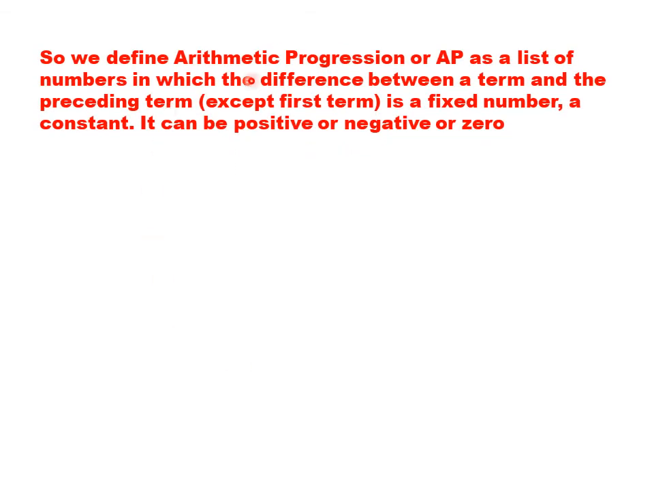So we can define what is arithmetic progression. We define arithmetic progression, or AP, as a list of numbers in which the difference between a term and the preceding term, except the first term, is a fixed number, a constant. So the difference between a number and the preceding term is a constant, which is a fixed number. This constant can be either positive, or negative, or it can be 0 also.